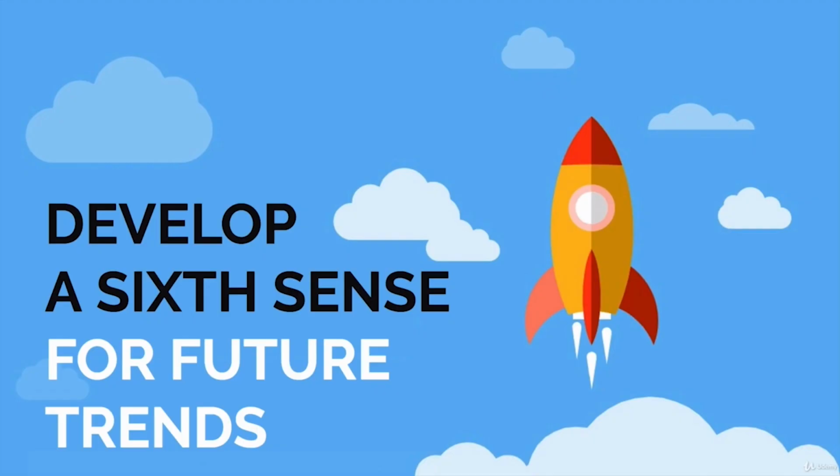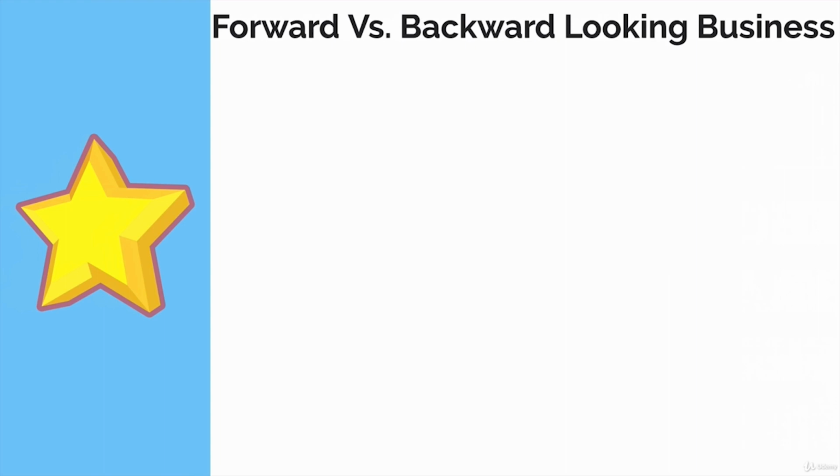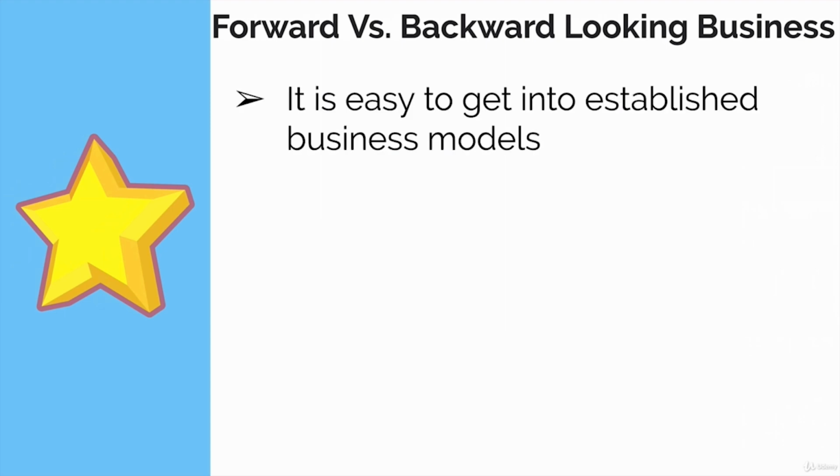In this video, I want to talk about developing a sixth sense for future trends. And typically this comes with experience of already doing online business. The more you do online business, the more you begin noticing what's coming up in the future. And that makes a really big difference for your results, because there's all these forward-looking businesses and backward-looking businesses. And a lot of people, they focus on backward-looking business models that are already proven, because it's easy to get into established business models because somebody else probably told you about it.